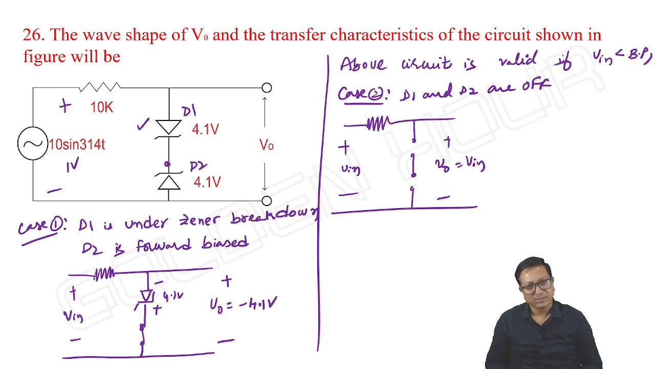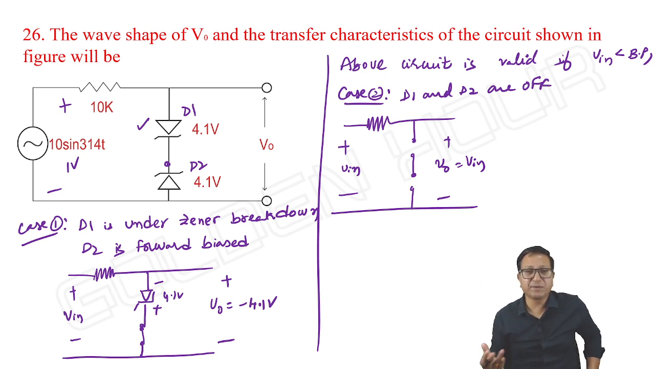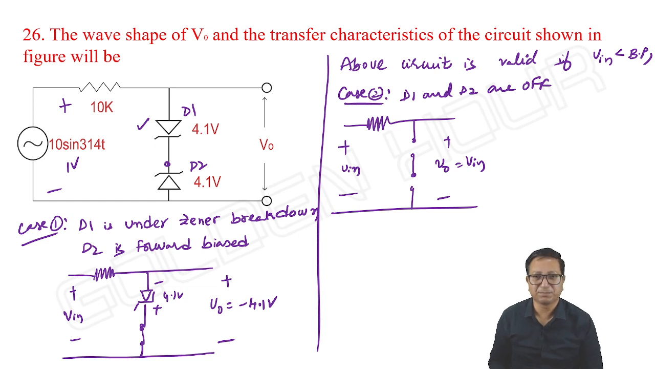2 volts, same case continues. 3 volts, same case continues. Up to what value? Both are off. So case 2 continues even though the input is positive. Okay. So minus 10 to minus 4.1 is case 1 and the equivalent circuit, and minus 4.1 to 0 is case 2.